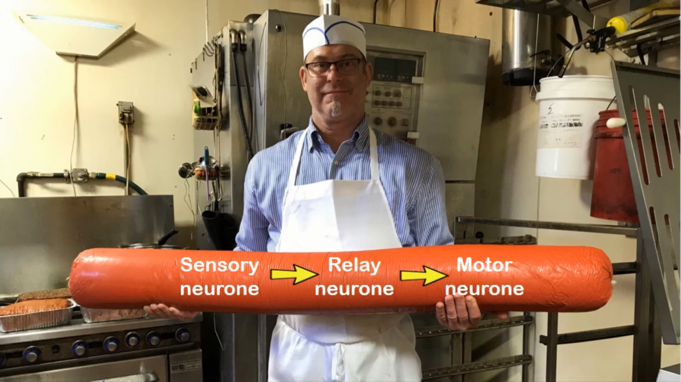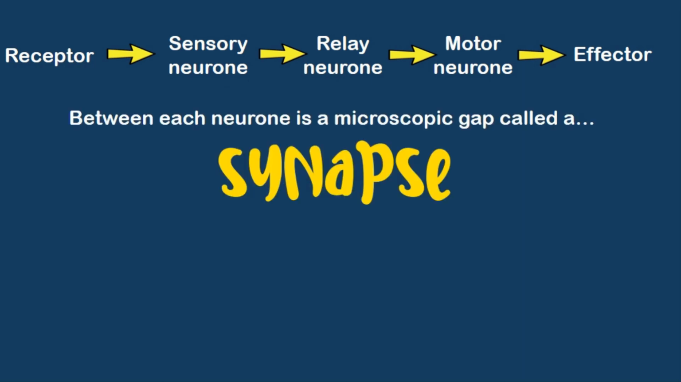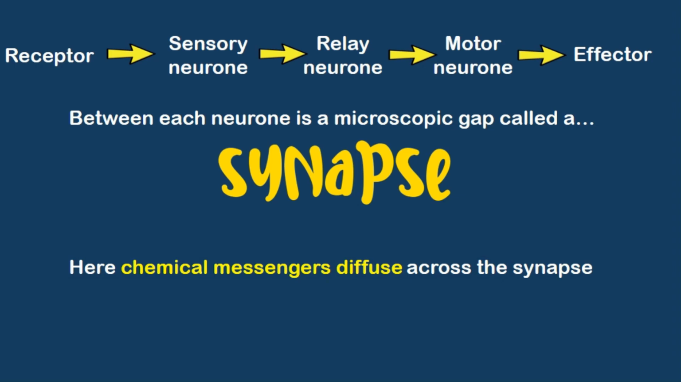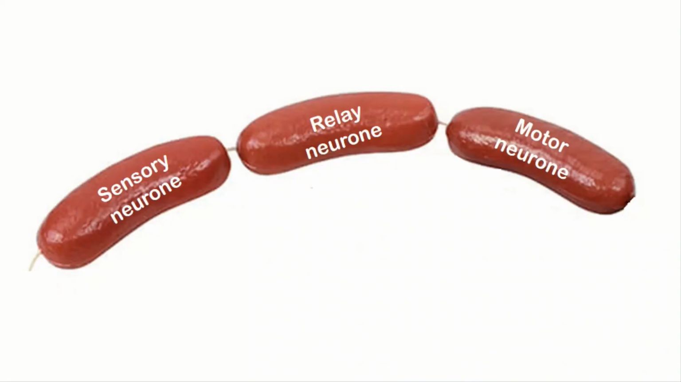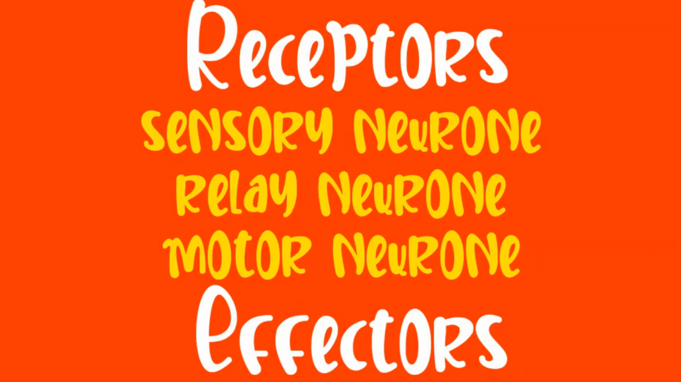So the way we've been talking about it might suggest the neurons are just all connected in one big tube. But that's not really true, because between each little neuron, so between the sensory and the relay and between the relay and the motor, there's a tiny little microscopic gap called a synapse. So when the electrical impulse gets to the synapse, it releases some chemicals, and those chemicals diffuse across and they start the impulse at the next one. So they're not all joined together. It's actually a little bit more like this, where there's a tiny little gap between each one, and those gaps are the synapse. So here's a little summary just to finish it off.